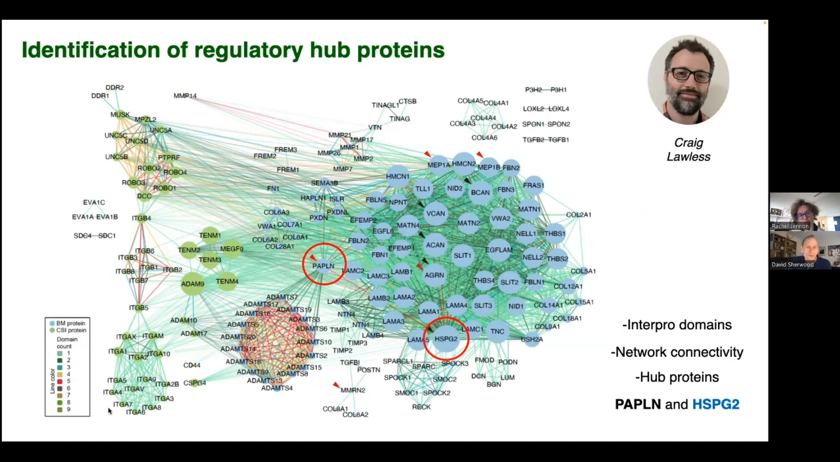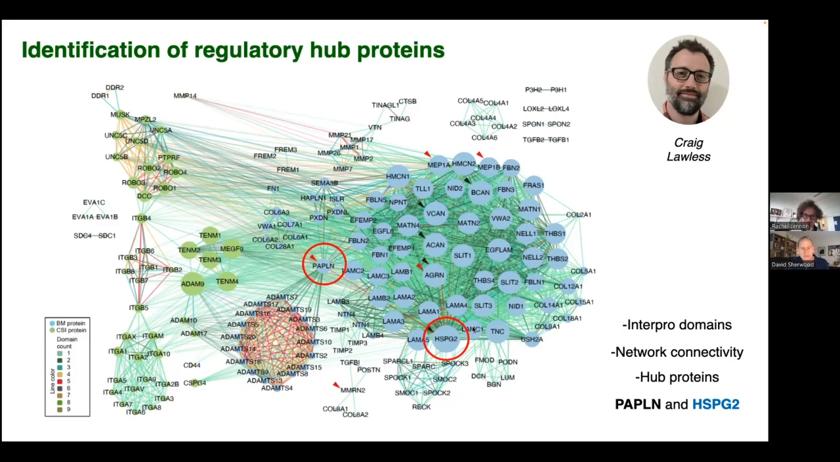But notably, we found some proteins that seem to bridge multiple different islands. One is papillin, which we'll come to at the end, a very poorly studied but highly conserved protein. Another one is HSPG2. This is perlecan. So these proteins share many domains with different groups of proteins, suggesting that they could have important regulatory functions.